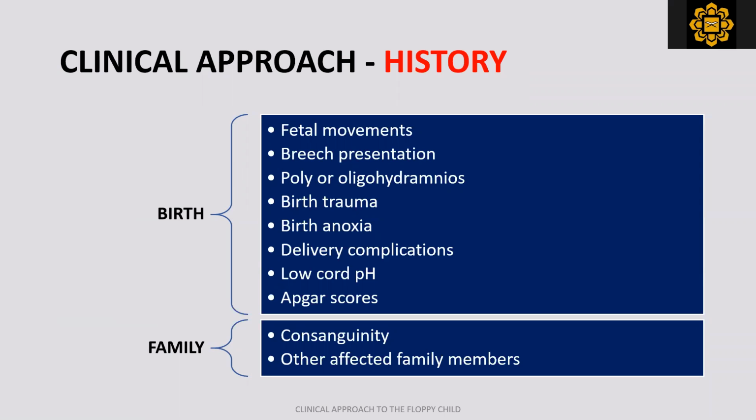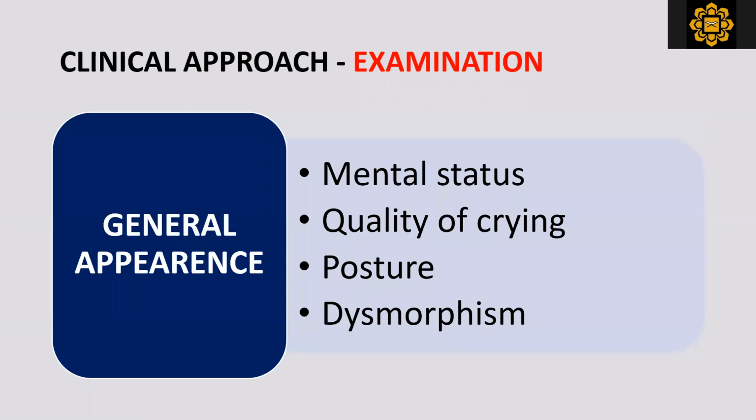And next we can ask about birth trauma, birth asphyxia, delivery complications, low pH, Apgar score. All of these are indicators for hypoxic ischemic encephalopathy that we must rule out. And lastly, we ask about the family history, whether there is any consanguinity or any other affected family members, because we are wary of congenital causes or genetic causes, chromosomal and so on. Okay, that's for the history. The history definitely you need to tailor based on the causes, but generally that's how we should approach it.